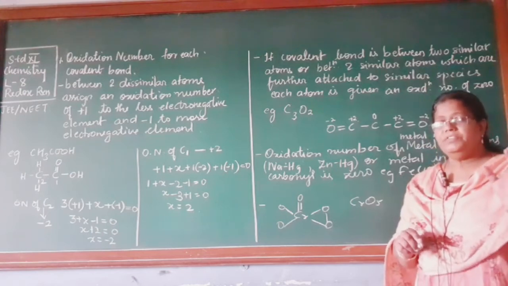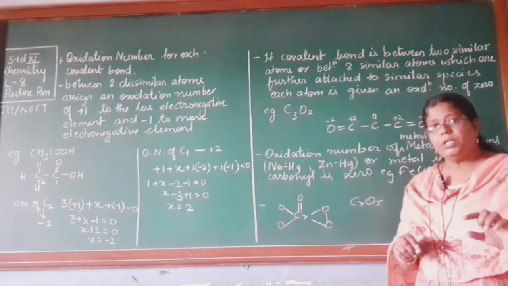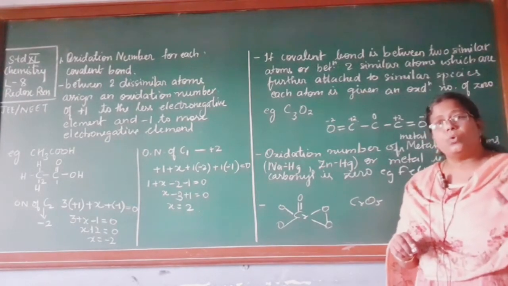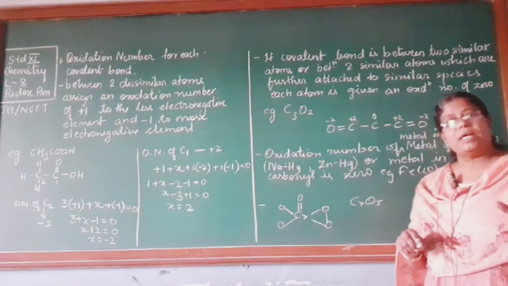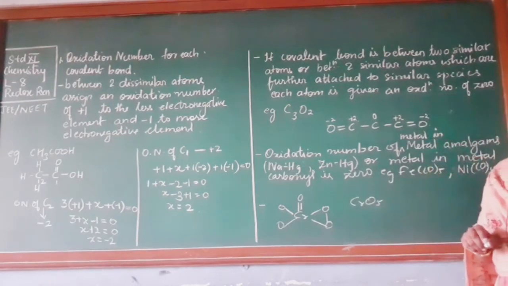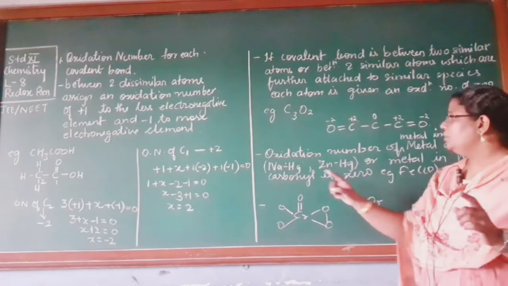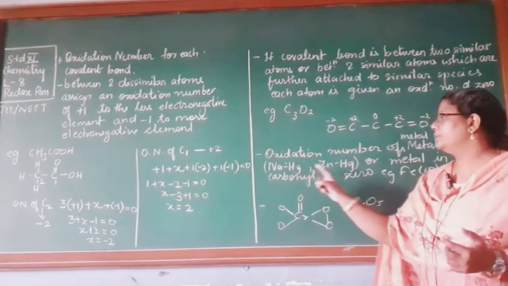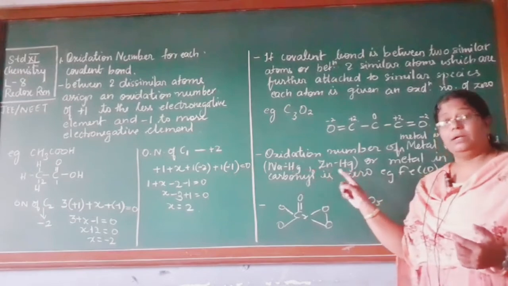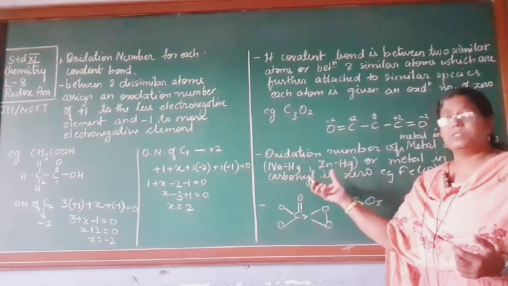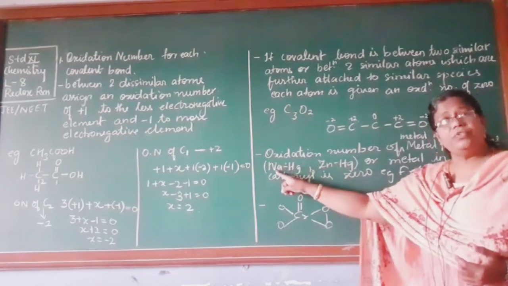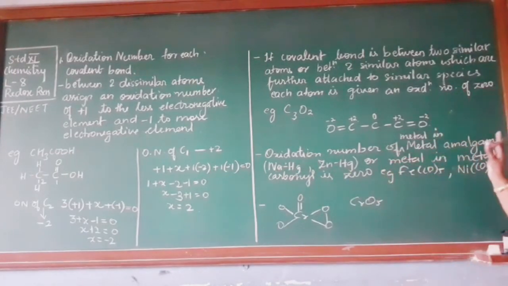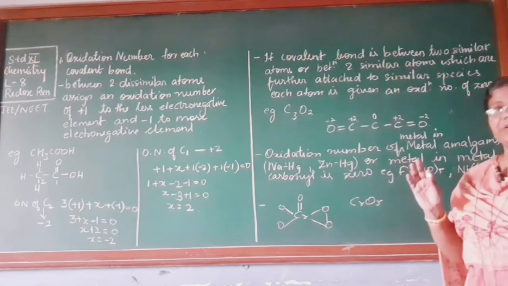Any metal, if it forms an alloy with mercury (mercury is also a metal, a liquid metal, isn't it?), then that will be called an amalgam. You have learnt of sodium amalgam when we were doing s-block elements. Then you have zinc amalgam. In all these amalgams, the oxidation state of the metal will remain 0 because they are considered to be in their elementary state.